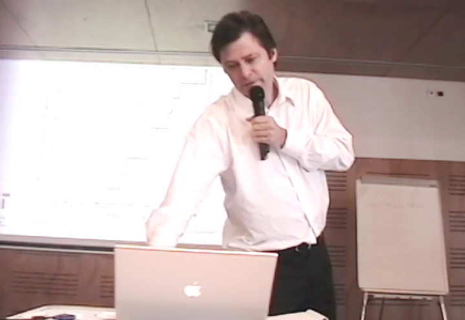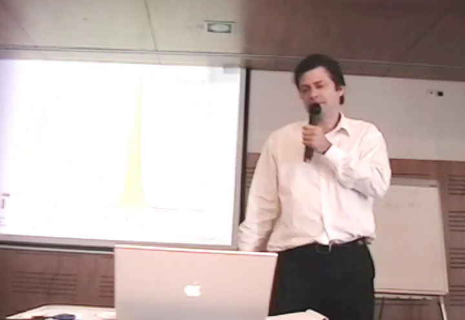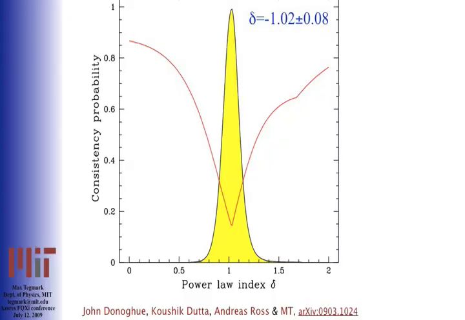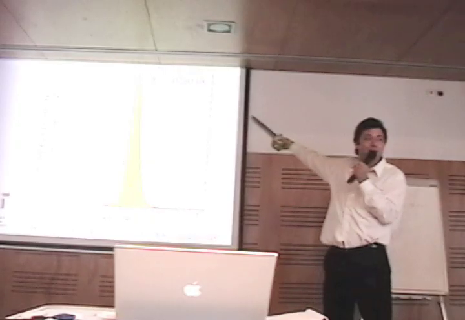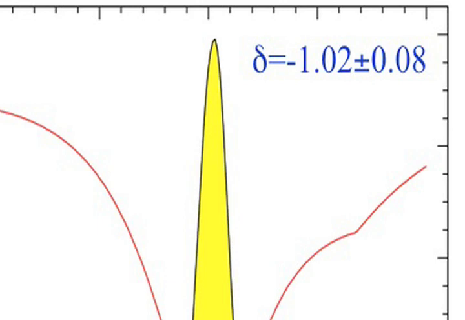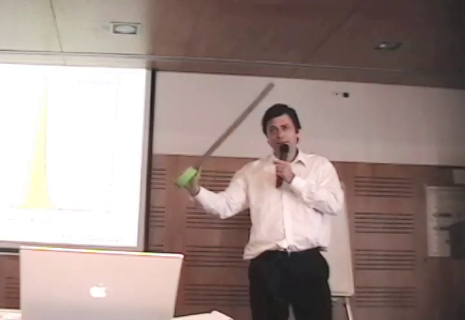And when we did the math, both with this Kolmogorov-Smirnov test and with the likelihood analysis, we got that the power law, which would be -1 here for scale invariant, you can measure to be -1.02 plus or minus 8%, which is consistent with -1, right? So it's better than 10%. It looks like scale invariant.